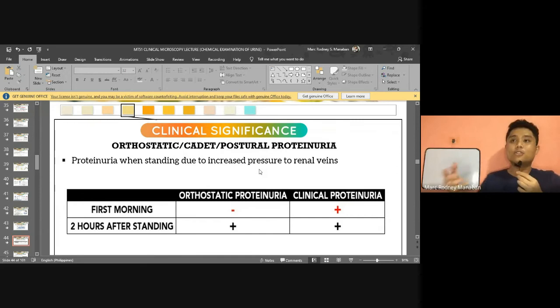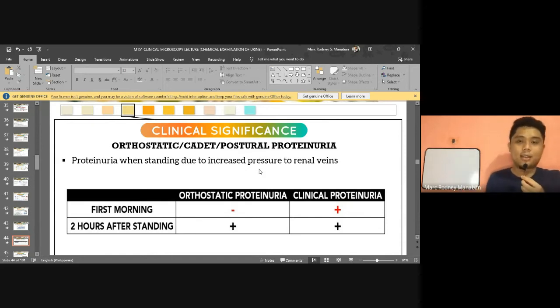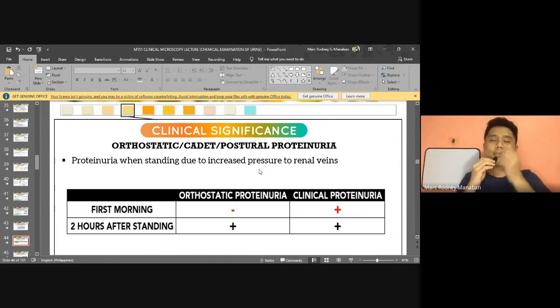Because again, assuming a standing position or standing for long periods of time increases the pressure to the renal veins, all right? Which then leads to the introduction of the protein to the urine, all right? So that is the expected result of orthostatic proteinuria.